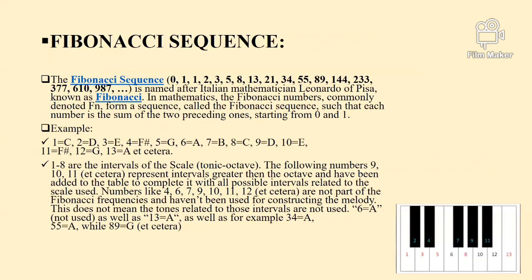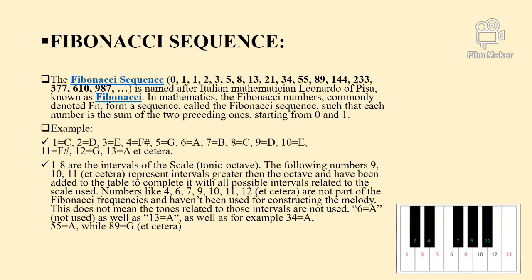On third number, we have Fibonacci sequence. Now, it is well known that the Fibonacci sequence 0, 1, 1, 2, 3, 5, 8, 13, and so on is named after the Italian mathematician Leonardo of Pisa, known as Fibonacci. In mathematics, the Fibonacci numbers, commonly denoted Fn, form a sequence called the Fibonacci sequence, such that each number is the sum of two preceding ones, starting from 0 and 1.